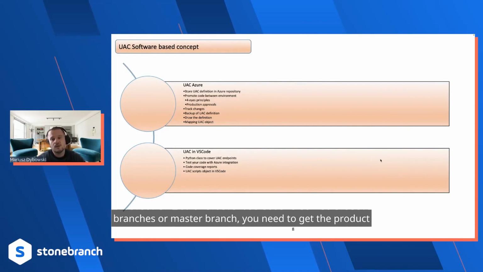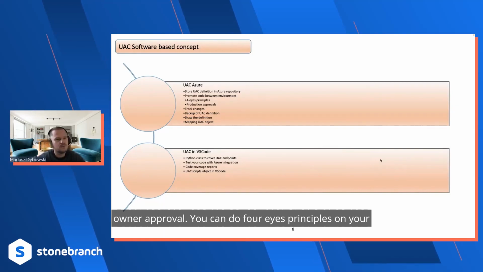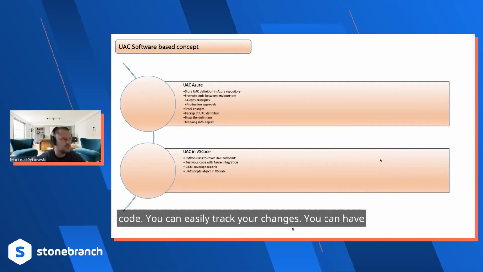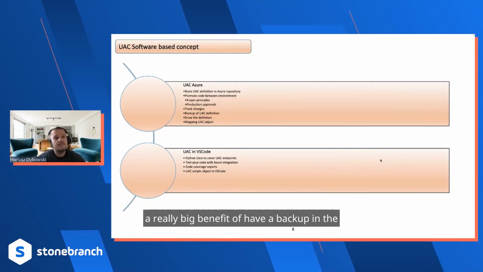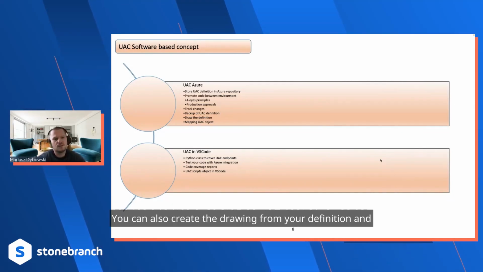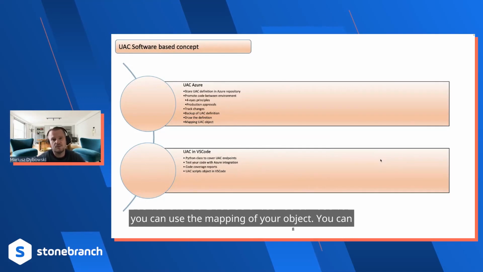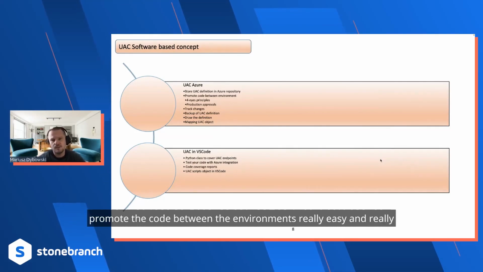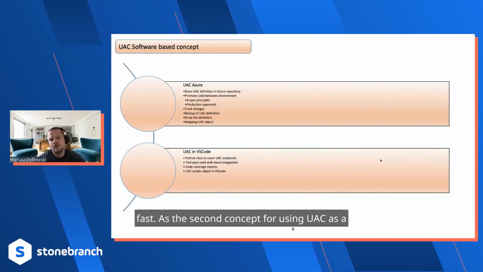If you go to the main or master branch, you need to get the product owner's approval. You can apply the four-eyes principle on your code and easily track your changes. You also get a big benefit: a backup of all your definitions inside the repo in case of disaster. You can also create drawings from your definitions, and you can use the mapping of your objects, so you can promote the code between environments really easily and quickly.